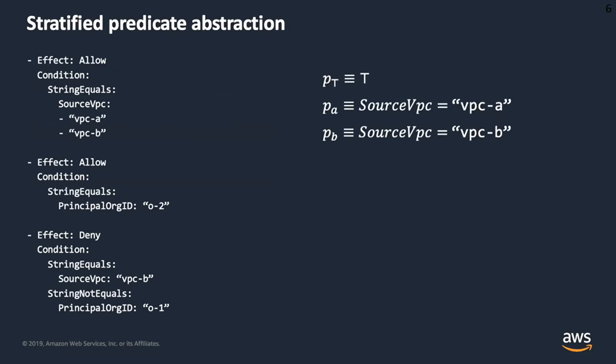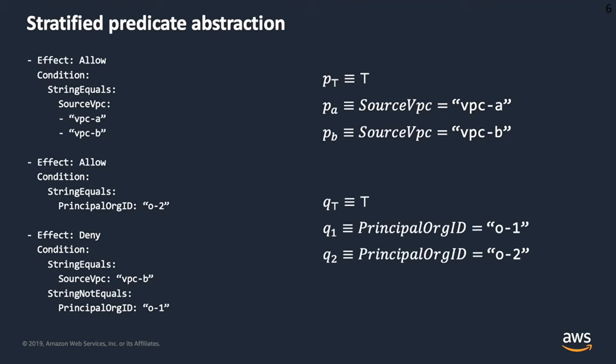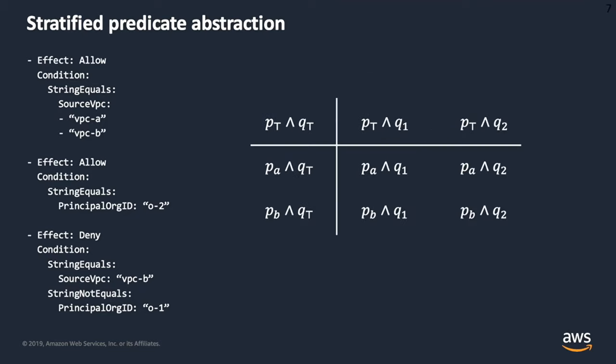We have PTOP, which says that source VPC doesn't matter, and we have PA and PB that restrict to VPCs A and B. Similarly, access is controlled through the principal org ID condition. We can extract predicates for that variable too. These predicates are the policy-specific building blocks of our findings. We put them together in the simplest way possible, conjunction.